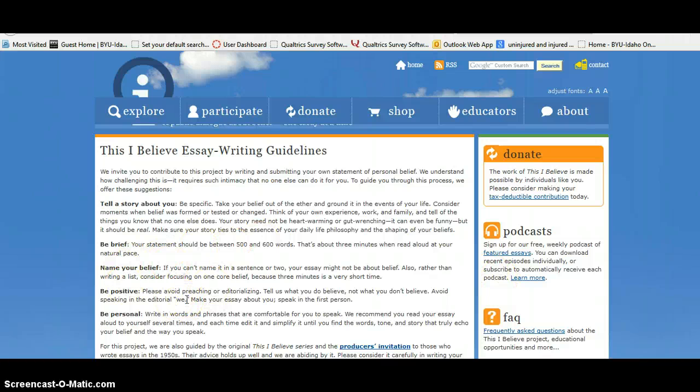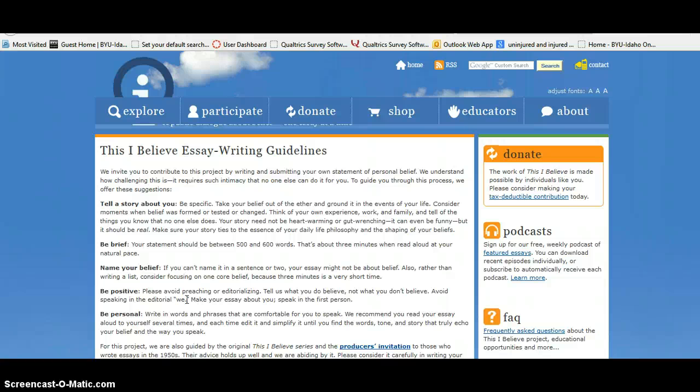Be positive. Please avoid preaching or editorializing. Tell us what you believe, not what you don't believe. Avoid speaking in the editorial we. Make your essay about you. Speak in the first person. So sometimes you want to say, we do this, or you should do that. But it's not about that in this I believe essay or a personal essay. It's about telling us your experience and what you learned or gained from that, or reflecting on it.